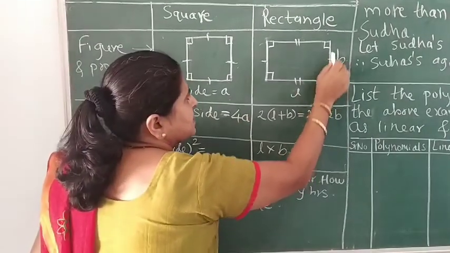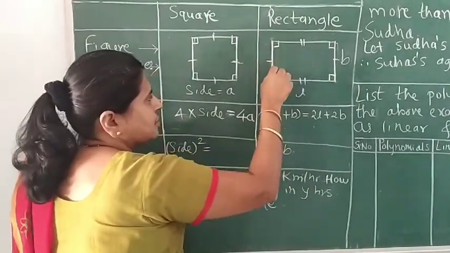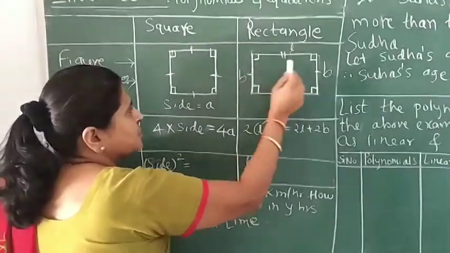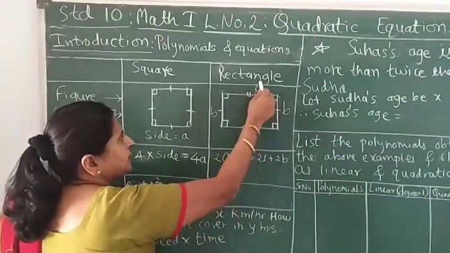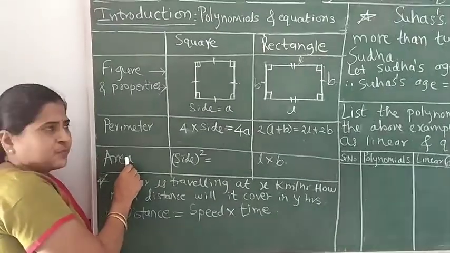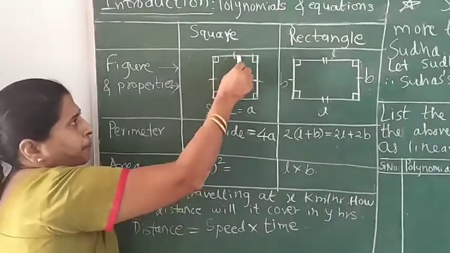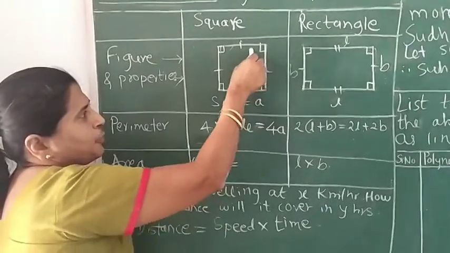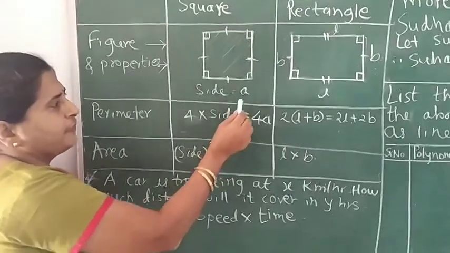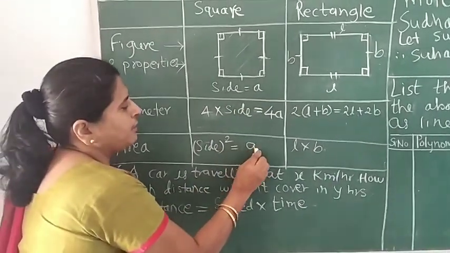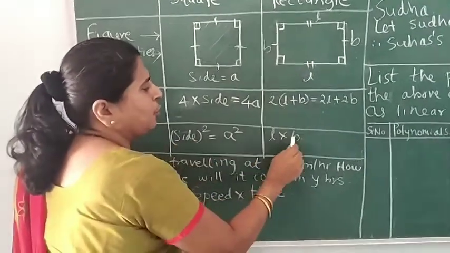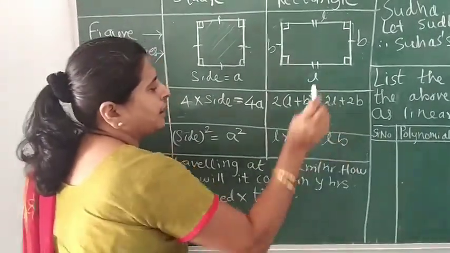For the rectangle, this is also length, this is also breadth. So these two are length and these two are breadth. So 2 times length plus 2 times breadth, or 2 times length plus breadth. Correct? Now what is the area of the square? Area is the portion covered by this closed figure, and we know the area of the square is side square. If the side of the square is a, its area will be a square. And the area of the rectangle is length into breadth, LB. We can write it like this.